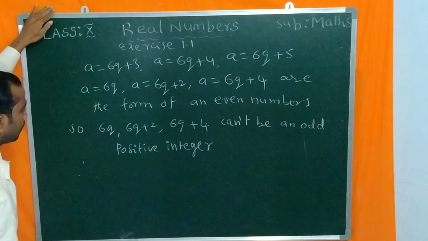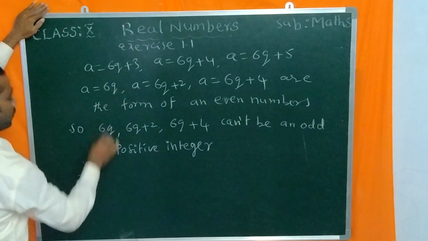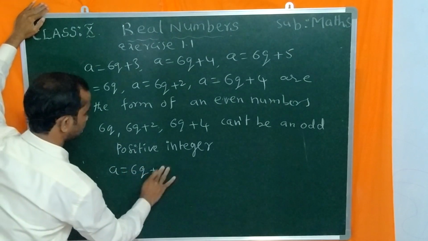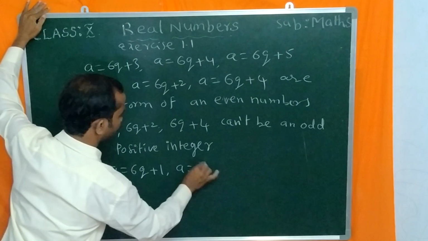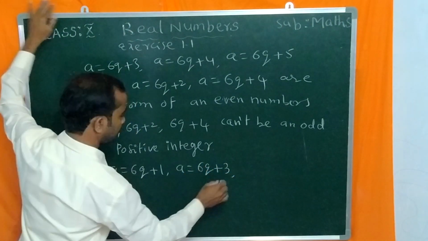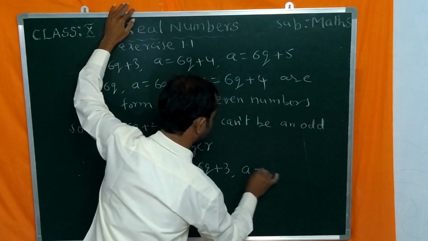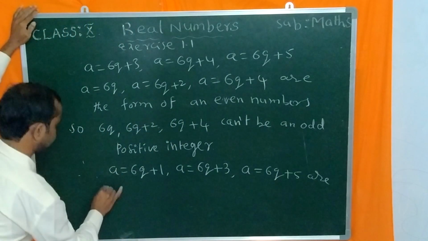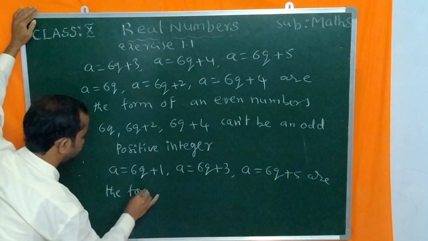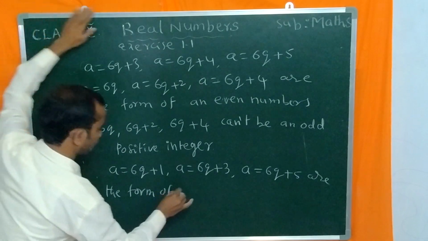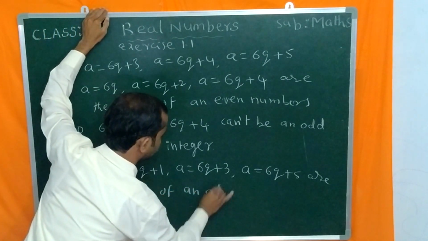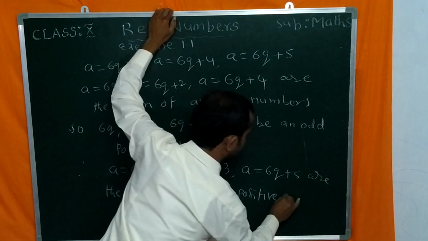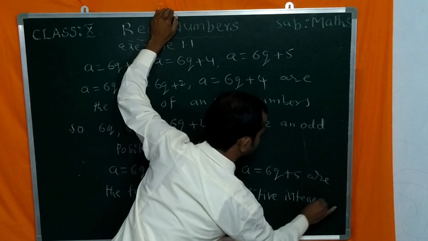Therefore the remaining a equals 6q plus 1, a equals 6q plus 3, a equals 6q plus 5 are the form of odd positive integers. Okay.